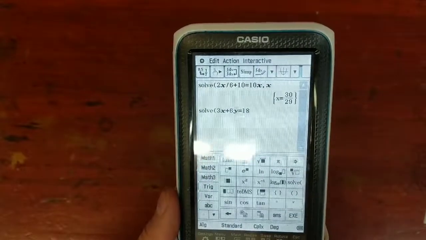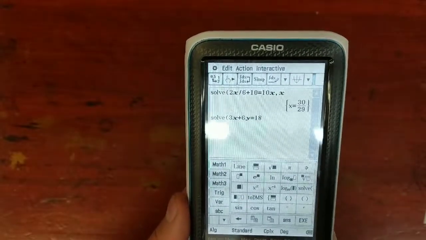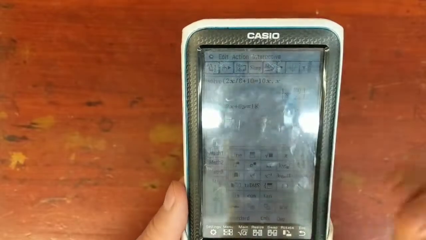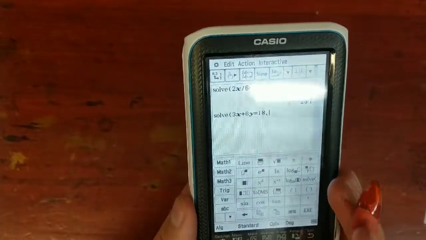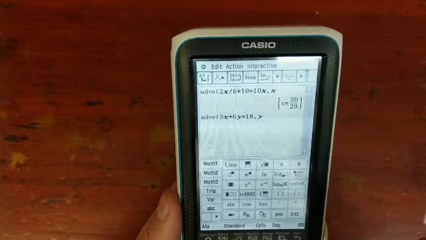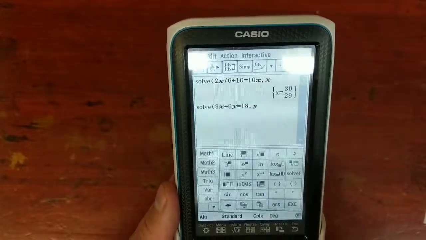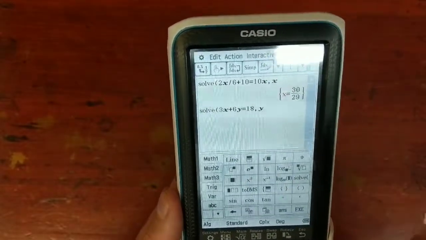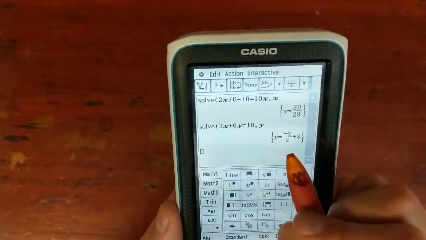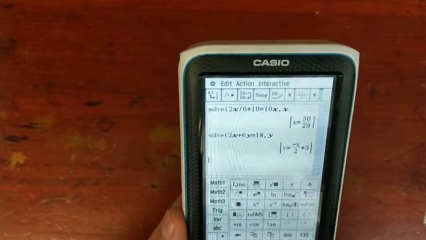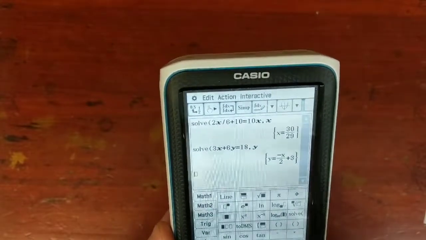I want to tell my calculator to give me this in the form y equals something. So to do that, I'm just going to put comma y at the end. And that's telling my calculator I want to know what specifically y equals. I want you to isolate y for me. And when I hit execute, it'll give me the answer. Y equals negative x over 2 plus 3. So it gives me the equation.